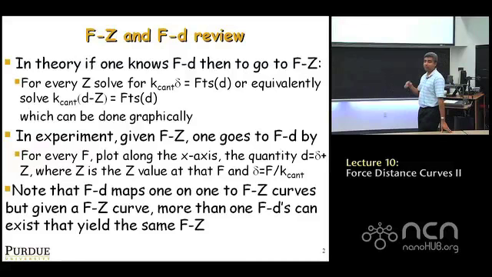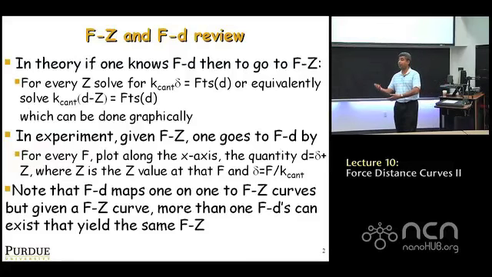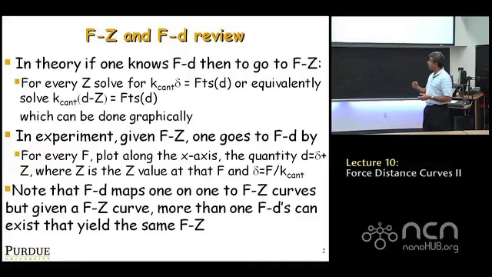And the method I showed in the last lecture was done graphically. You look at the left and right hand sides. F_TS(d) is some sort of a nonlinear function of d, and you look for an intersection of that with the curve on the left, which is a straight line. Intersection points will tell you the equilibrated location of d. So that's what we did. So if you know FD, how do you go to FZ? Well, you do this. In experiments, though, you measure FZ, and you want to get to FD, because you want to back out of it some local mechanical property or some surface property. You want to go to FD.